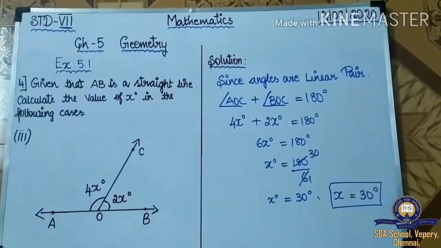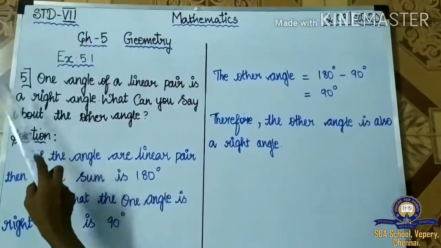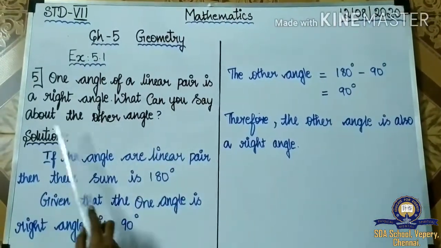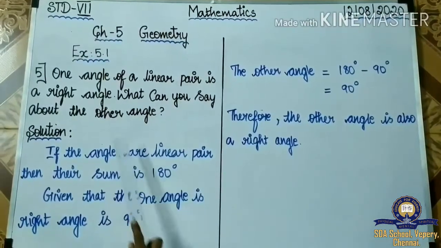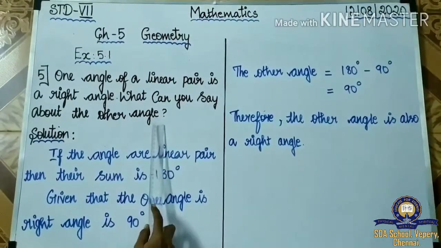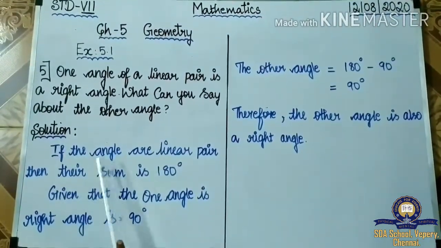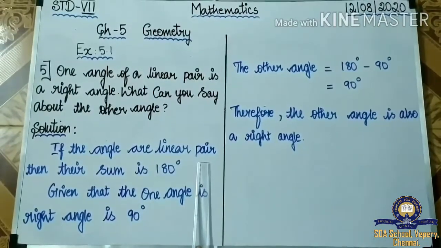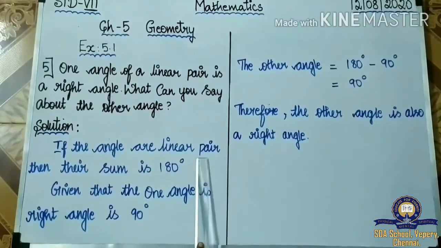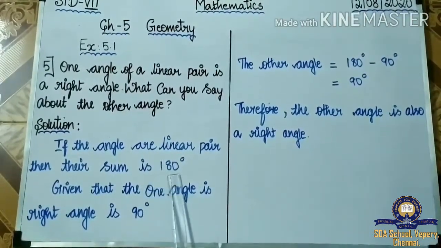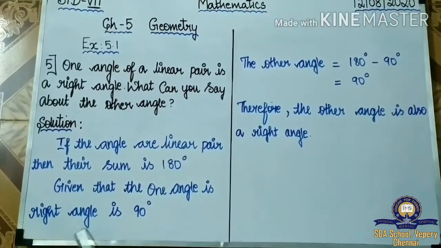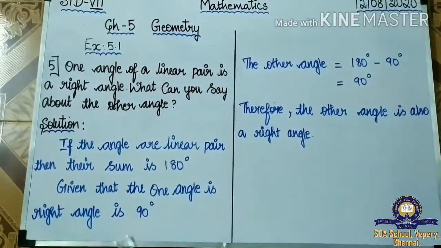Are you clear, students? Let's move on to our fifth sum. One angle of a linear pair is a right angle. What can you say about the other angle? See, in this question, they gave only one angle. We should find the other angle, right? Let's move on to our solution. If the angles are a linear pair, then their sum is 180 degrees. Given that one angle is a right angle, the right angle is nothing but 90 degrees.